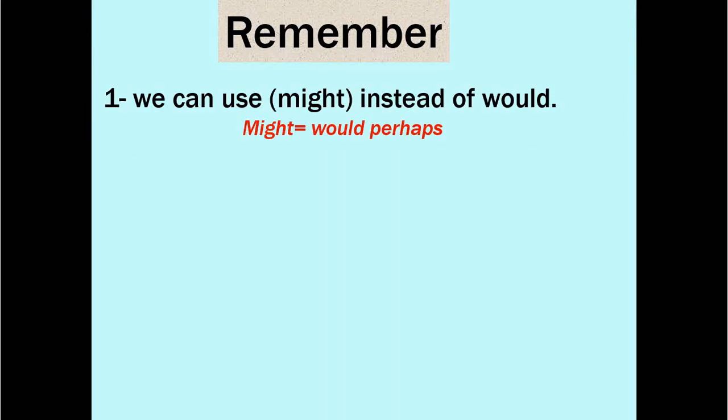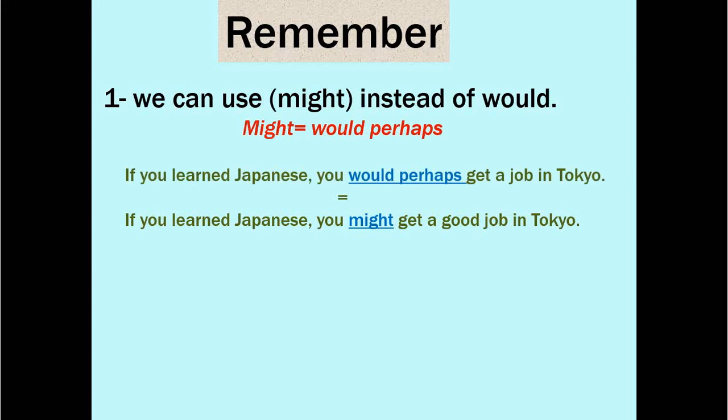There are some notes that you must remember while studying the second conditional. Number 1, we can use might instead of would perhaps. Let's see how. If you learn Japanese, you would perhaps get a job in Tokyo. So here we can cancel would perhaps and write might. If you learn Japanese, you might get a good job in Tokyo.